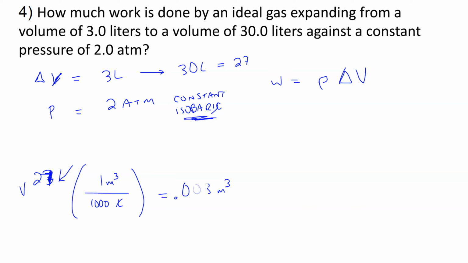well, that didn't do a very good job, did it? I need my money back for that. Oh, there it went. It just faded away. 0.027 cubic meters would be delta V.